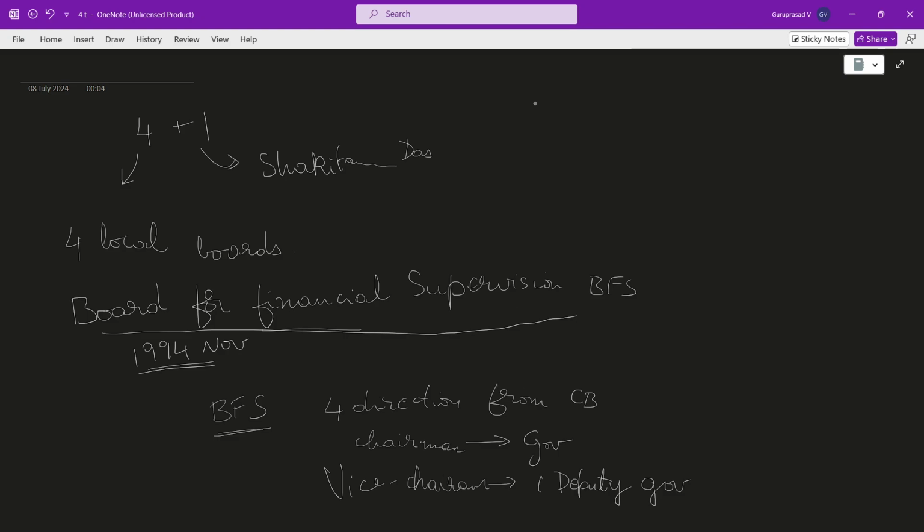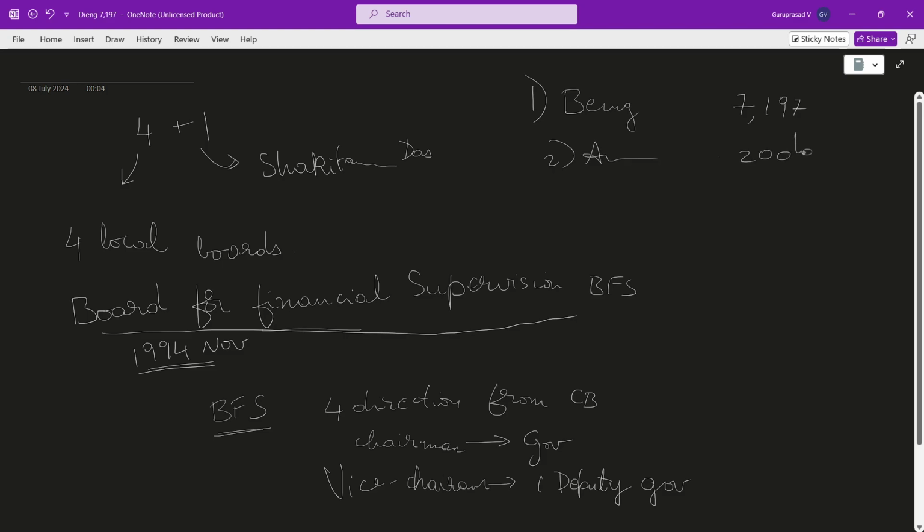Okay, again coming back to the governors, the longest serving was Benegal Rama Rao. He served for 7 years, 197 days, and the shortest, Amitav Ghosh, served for 20 days.